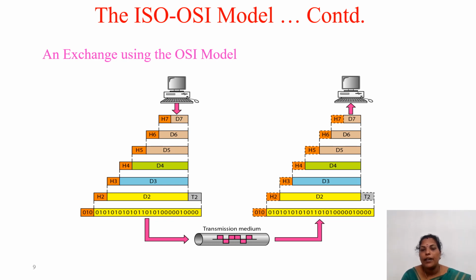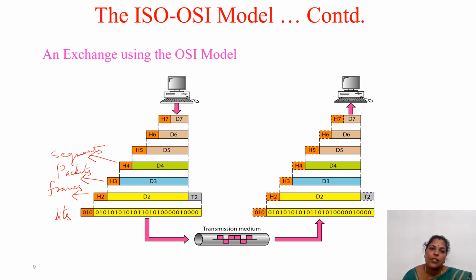Then it goes to the receiver, and in the receiver's physical layer, the bits are converted to frames. In the physical layer it is bits. Then in the data link layer, they are called frames. Then in the network layer, we call them packets. And here we call them segments, and these segments are passed on. This is the way we treat the data. Then these bits are passed to the physical layer of the receiver.